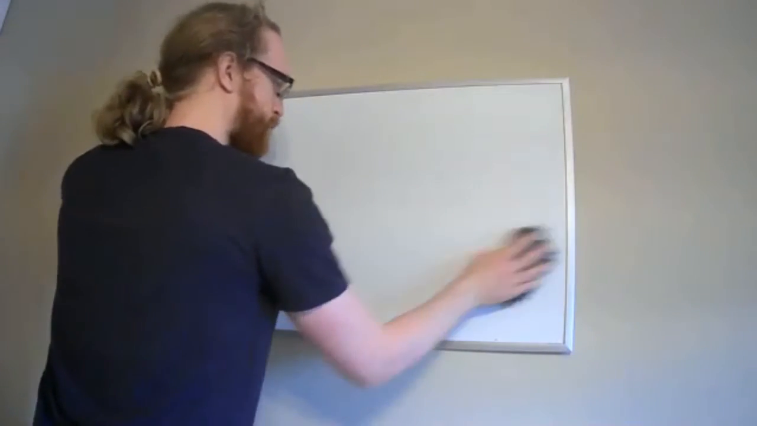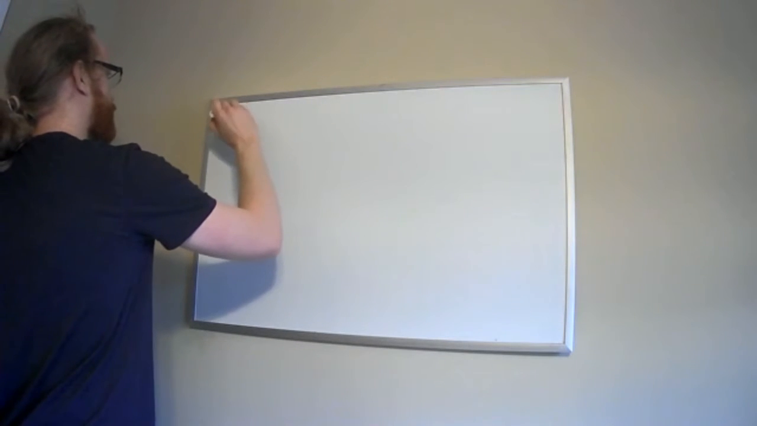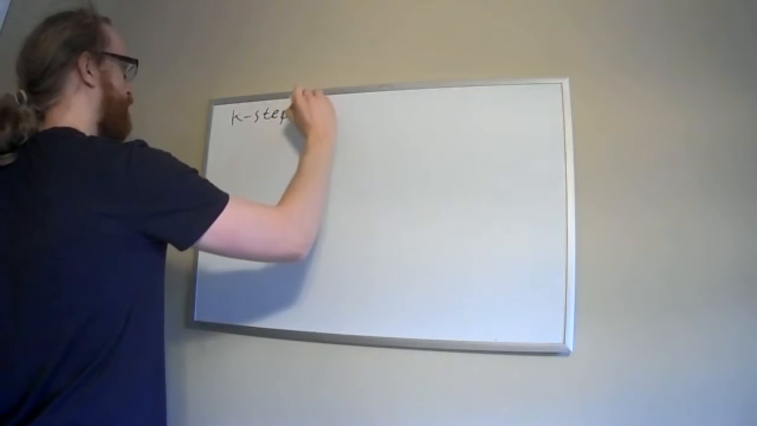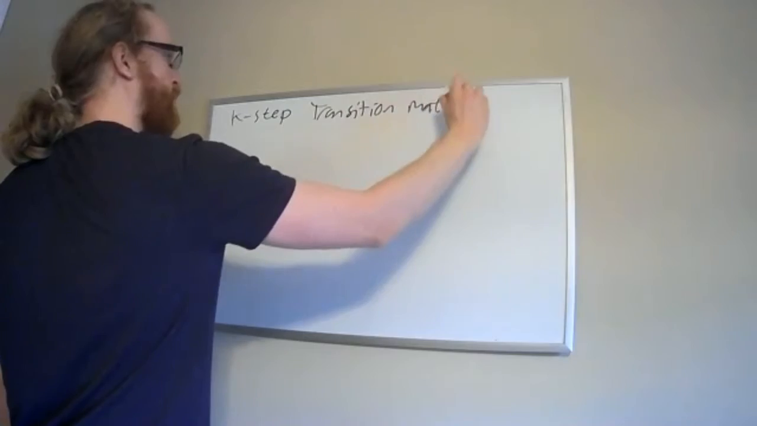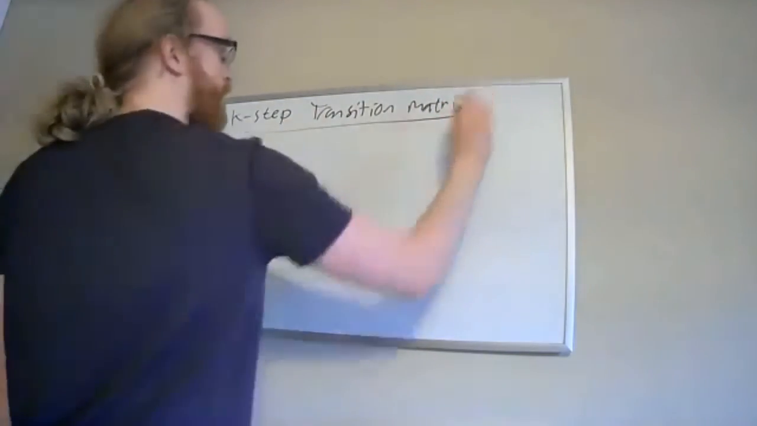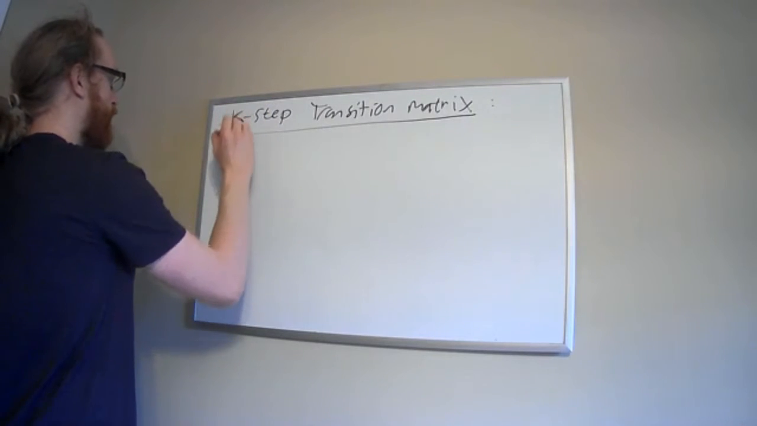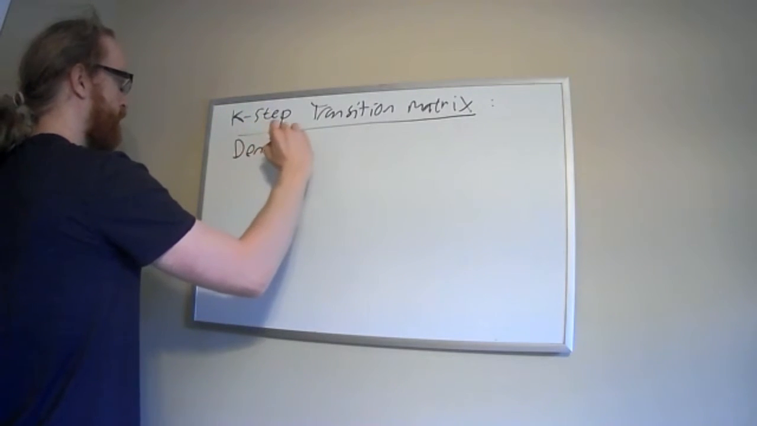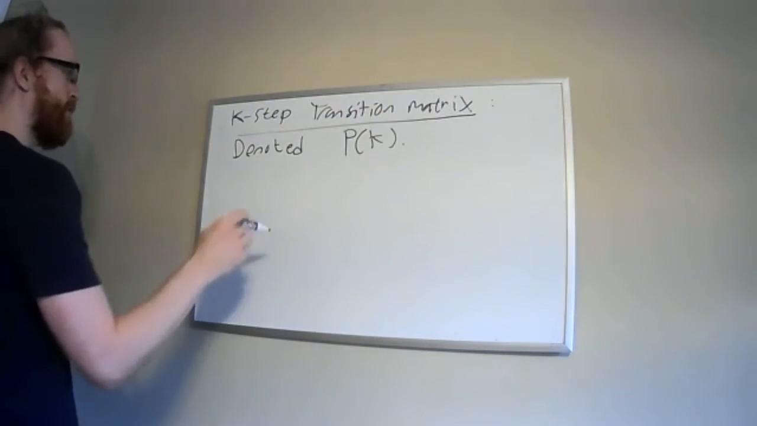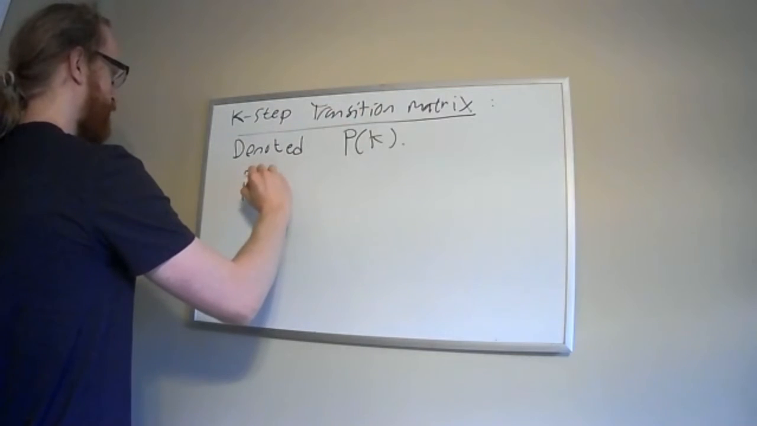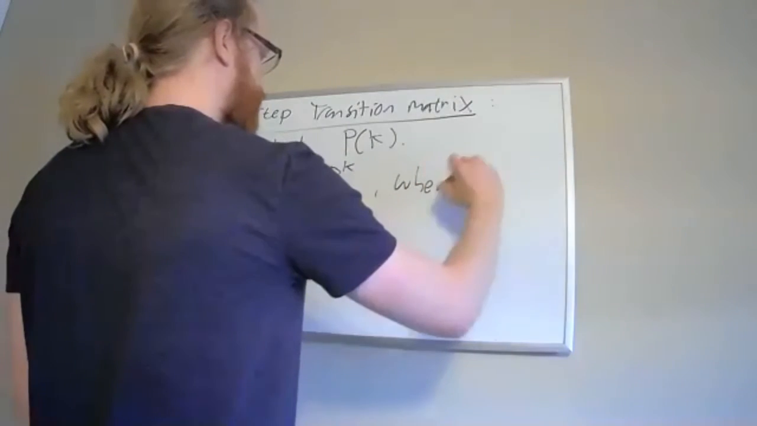I'm just going to basically encode this all in a nice definition. So this is the k-step transition matrix. This is the name your book gives to this object. And it's just a matrix, and it is the following. It's denoted this way. When I write P of K, I mean the k-step transition matrix, and all it is is just P to the K power, where P is the transition matrix.